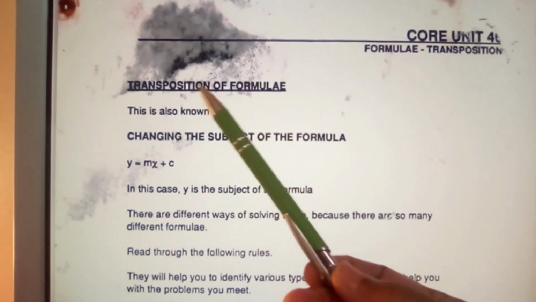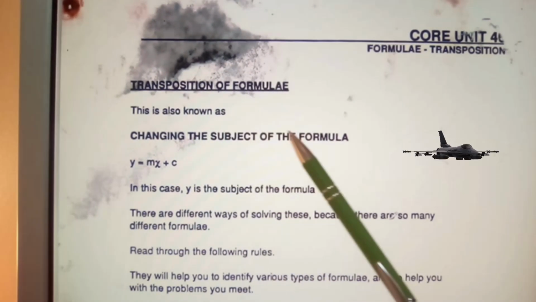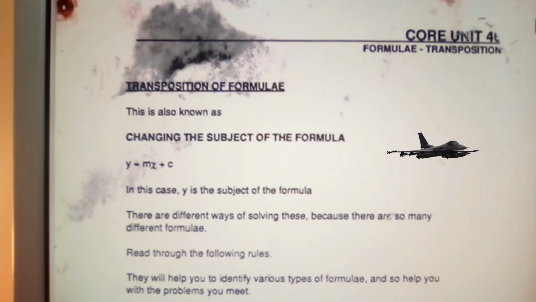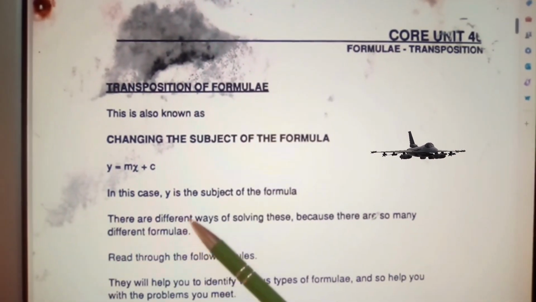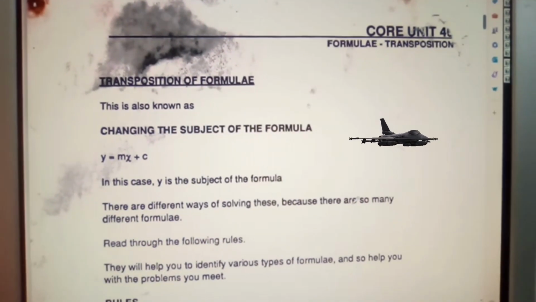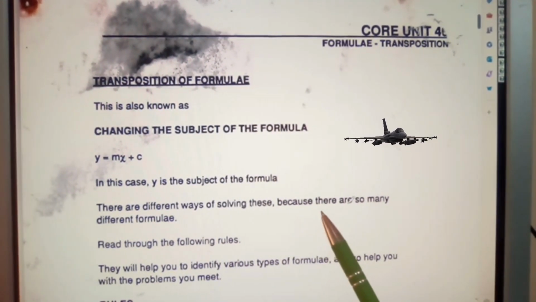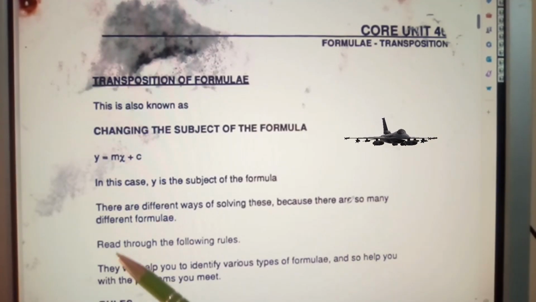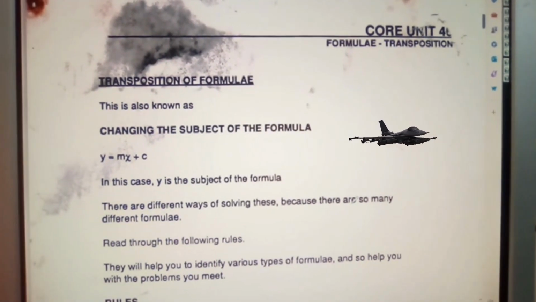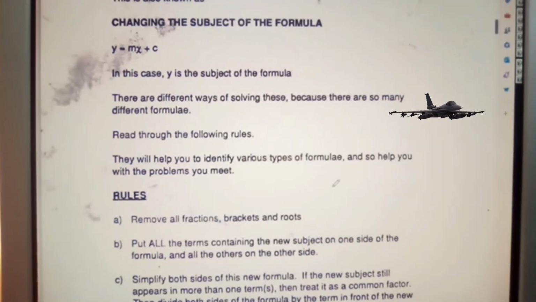Okay, transposition of formulae. This is also known as changing the subject of the formula. Y equals mx plus c. In this case, y is the subject of the formula. There are different ways of solving these because there are so many different formulae. Read through the following rules. They will help you to understand what you need to do.